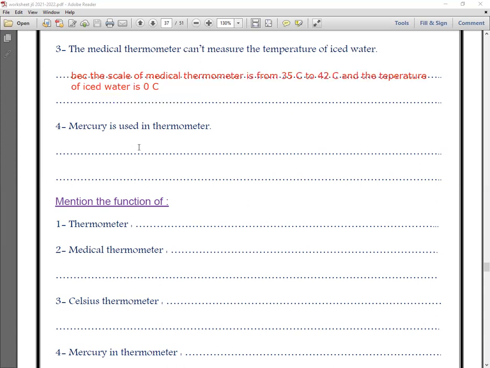Number 4, mercury is used in thermometer. Here the answer: there are 5 reasons why mercury is preferred for making the thermometer. Why? Because mercury is a liquid metal, number 1, liquid metal can be seen.